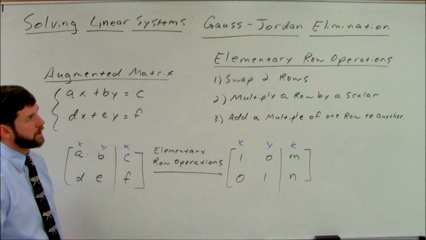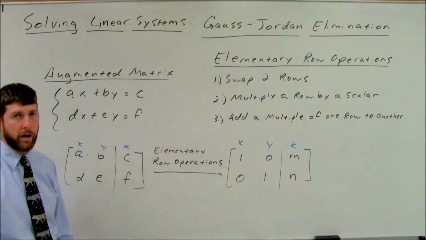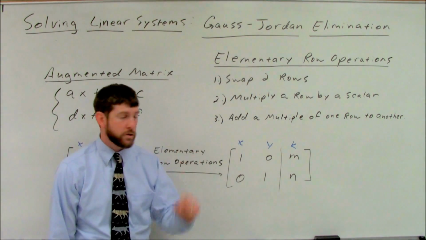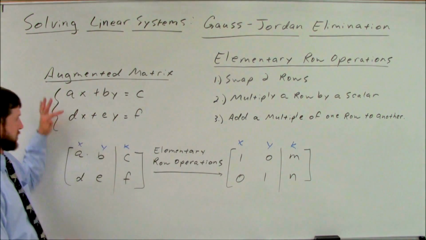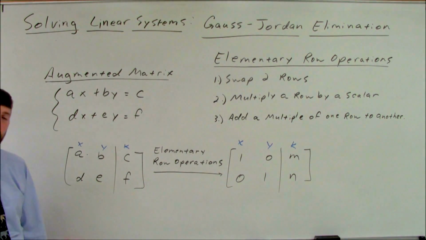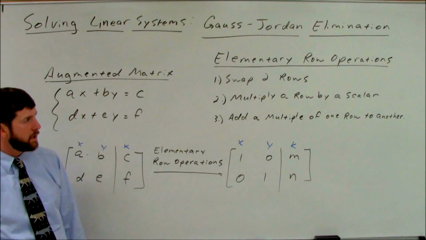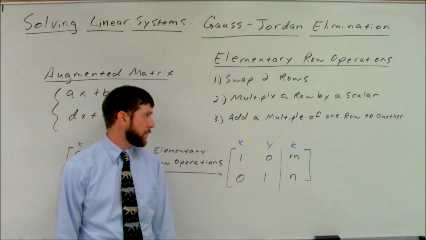Now, what are elementary row operations? Well, right here we have our elementary row operations. First thing I can do is swap two rows around. That should make sense because they're just systems of equations. Can I swap equations and still have the same system? Yeah. So we can swap two rows around.